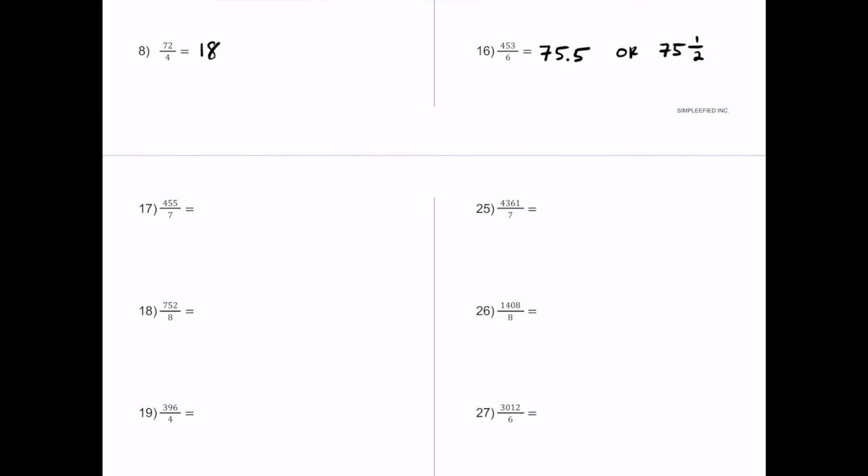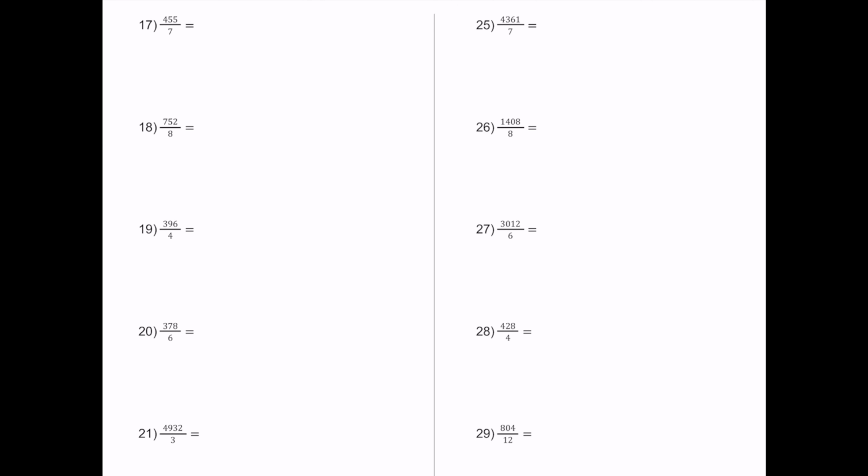Alrighty, let's go ahead and try 17. For number 17, we have 455, and we're going to divide that by 7. So we'll go ahead and set it up. Now, 7 won't fit into 4, but 7 will fit into 45 6 times. 6 times 7 is 42. We go ahead and subtract. We're going to see that we were off by 3. Then we go ahead and bring down this 5 to join the 3. Turns out 7 times 5 is going to be exactly 35. And we're going to have a remainder of 0. So our answer here is going to be 65.